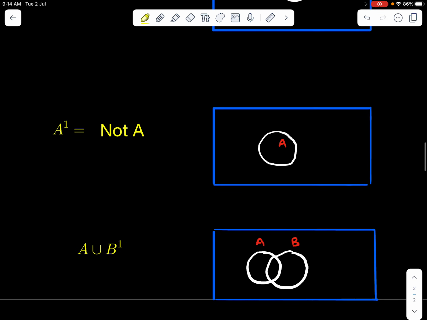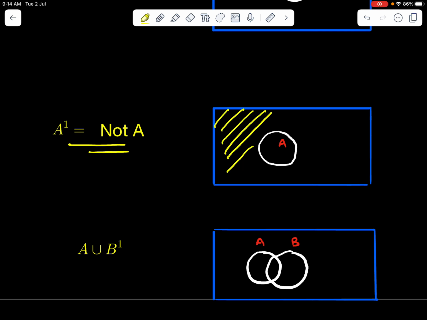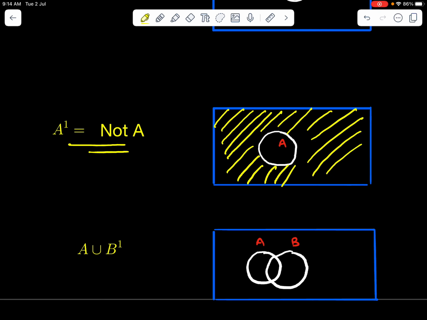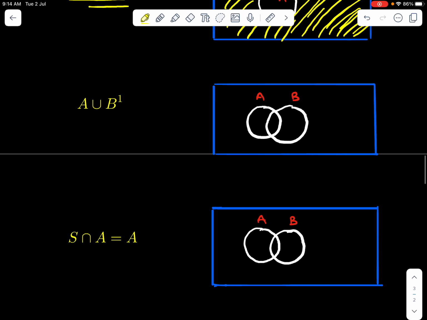A dash. A dash means not A. A union B dash.